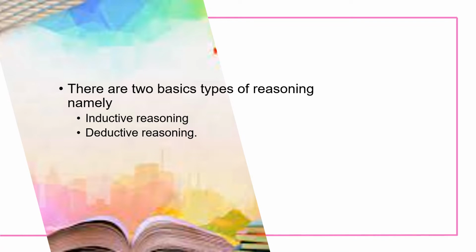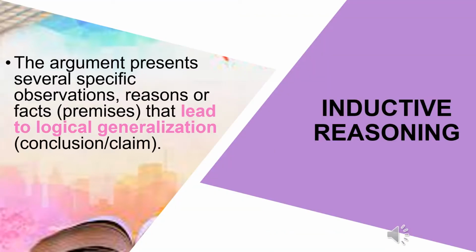Now, let's take a look into the basic types of reasoning, right? So there are two types. The first one is inductive reasoning and the second one would be deductive reasoning. When an author writes a passage, okay, a text, he or she will consider how to develop the ideas. They can choose to use inductive or deductive reasoning, yeah?